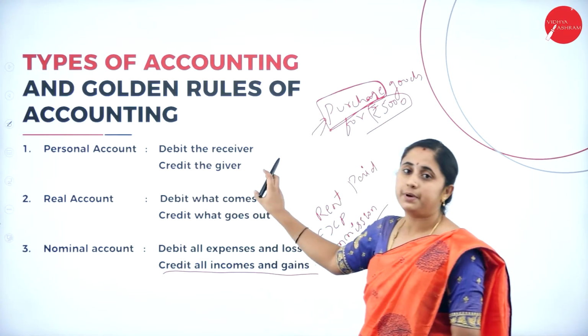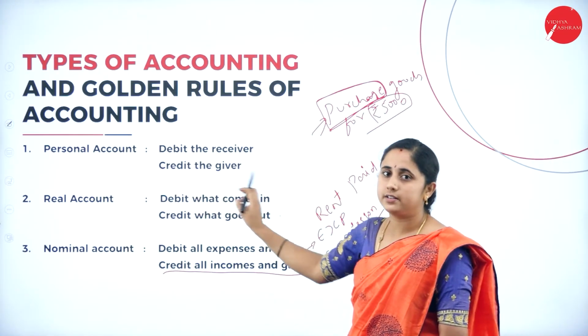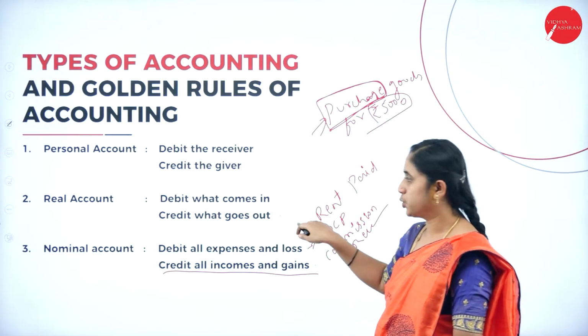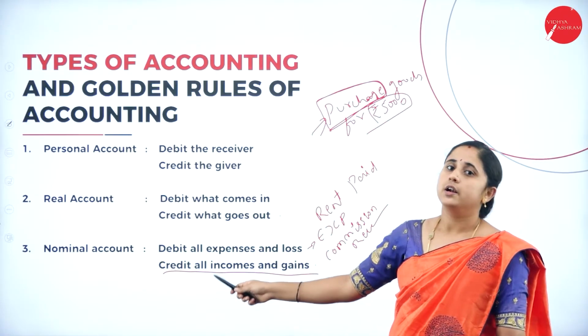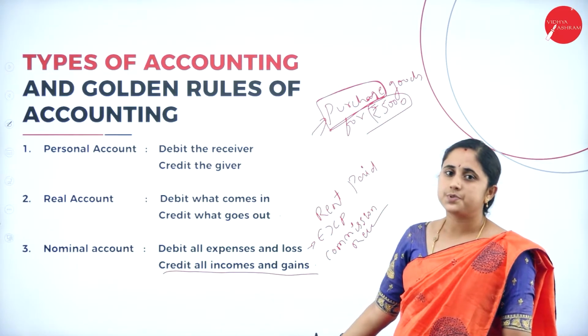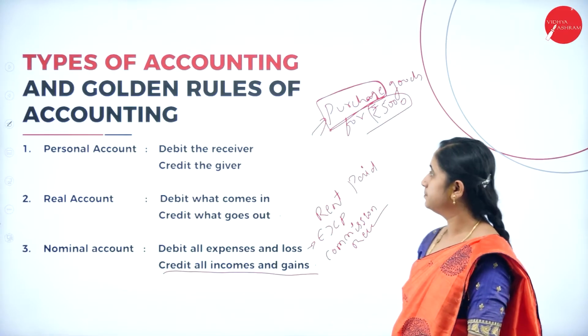Personal account, debit the receiver, credit the giver. Real account, debit what comes in, credit what goes out. Nominal account, debit all the expenses and losses, credit all the incomes and gains.